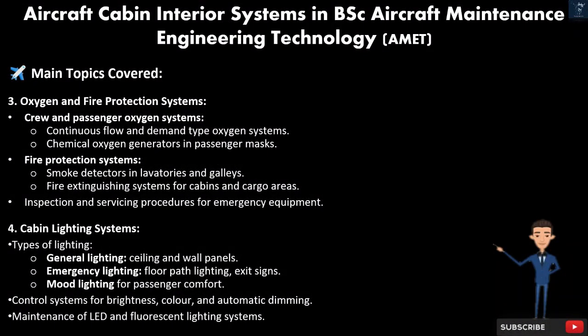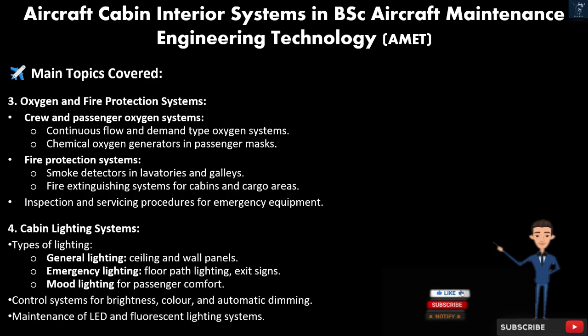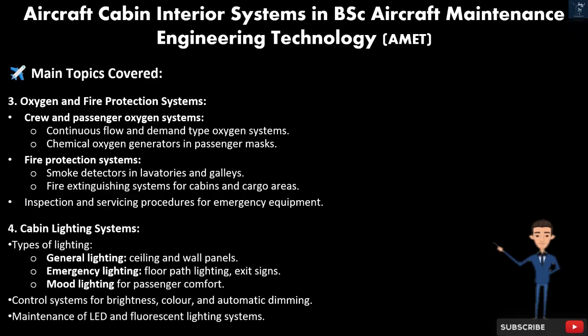3. Oxygen and fire protection systems. Crew and passenger oxygen systems. Continuous flow and demand type oxygen systems. Chemical oxygen generators in passenger masks. Fire protection systems. Smoke detectors in lavatories and galleys. Fire extinguishing systems for cabins and cargo areas. Inspection and servicing procedures for emergency equipment.